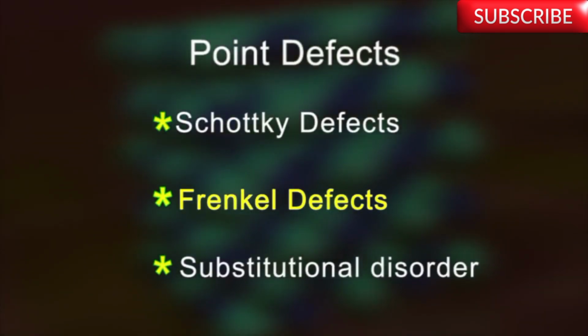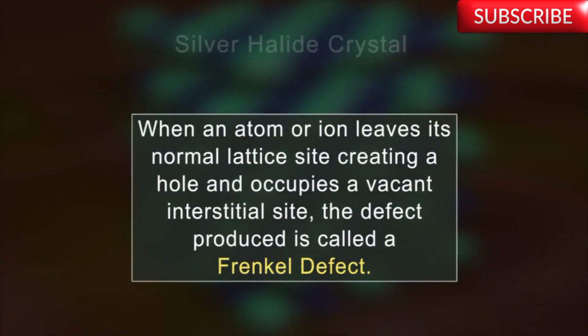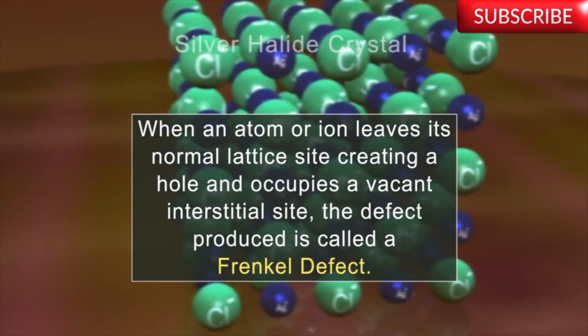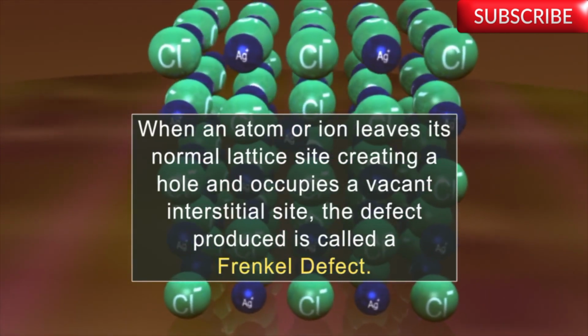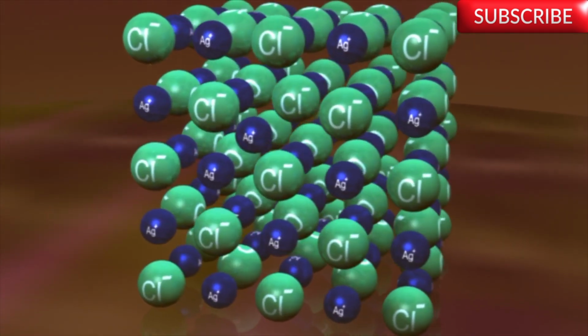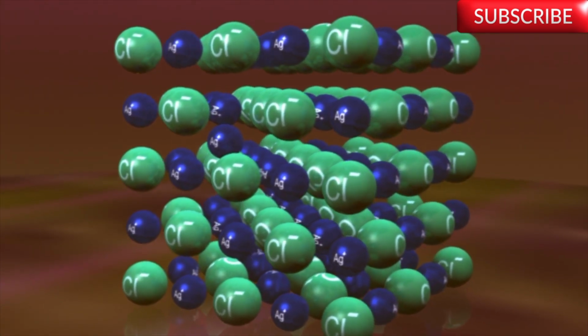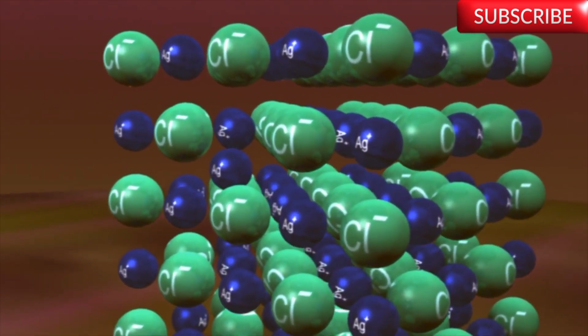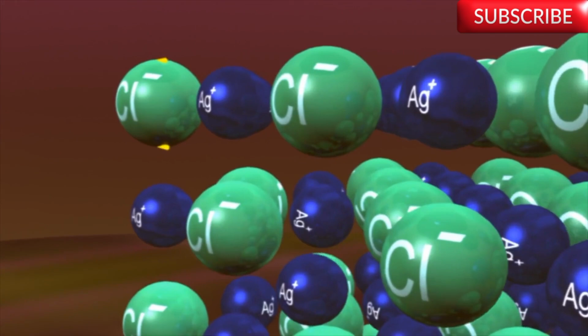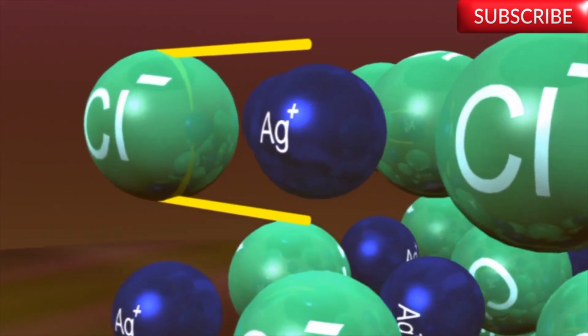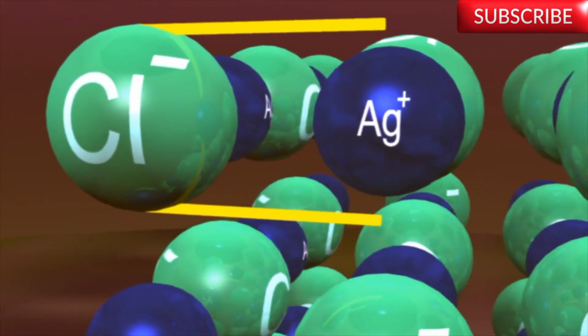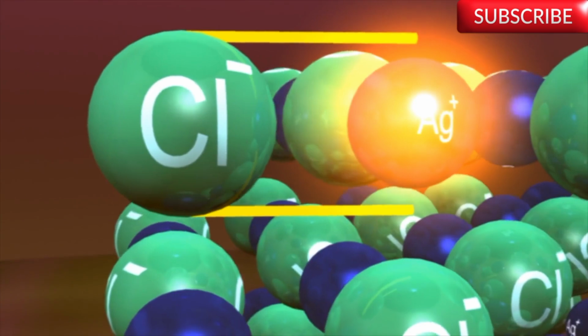Frenkel defects. When an atom or ion leaves its normal lattice site, creating a hole, and occupies a vacant interstitial site, the defect produced is called a Frenkel defect. Solids tend to produce such defects when the size difference between cation and anion is relatively large. Generally, cations are smaller in size than anions, hence cations are found in the interstitial positions.